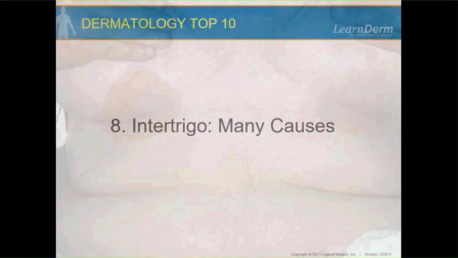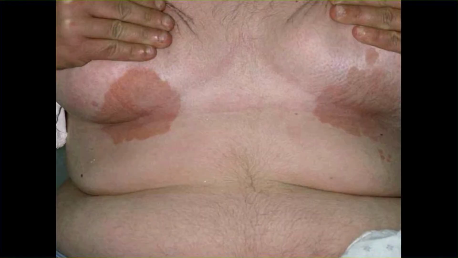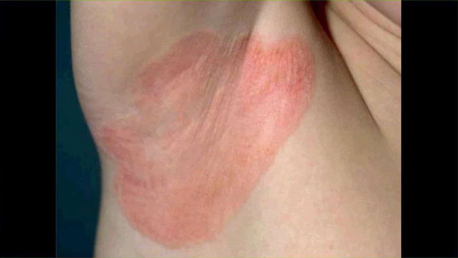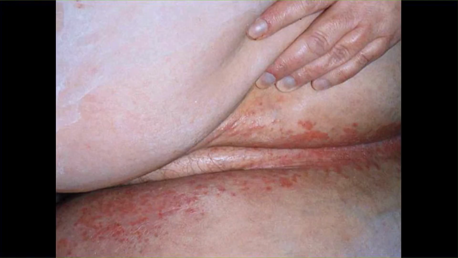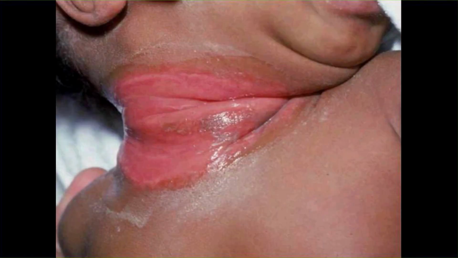Okay, intertrigo, rashes in body folds. There are many causes, not one cause. So here's a patient with brownish patches in the inframammary fold and the inferior aspect of the breasts. You'll see in the axilla a minimally scaly pink plaque, sharply demarcated. And then in the inframammary fold, you'll see erythema and scattered papules, which suggest candidiasis.